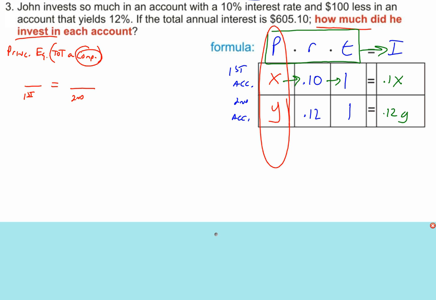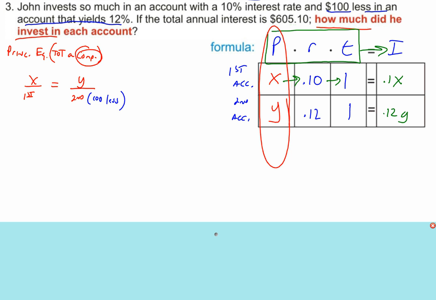Quinn, what's the principal of the first account? X, right? Principal, first account, X, right? What's the principal of the second account? Y. You're just looking at your chart. And again, that's why I circle that in red. That's why I'm doing this in red. Now, don't forget, we got to deal with the comparison amount. All right, what does it say? 100 less in the 12% account. So I'm just going to write here 100 less.